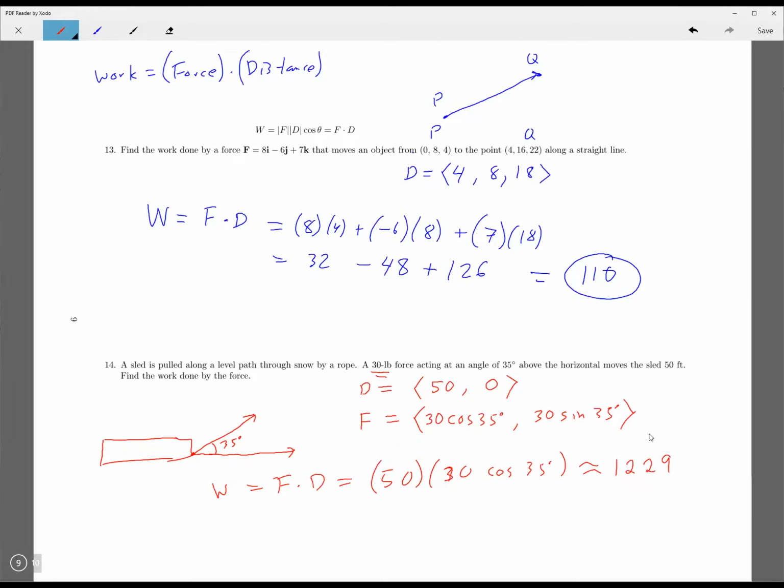Negative. Anybody get negative? No. Yeah, I still haven't changed my calculator to the degree thing. Oh well, that's okay. 1229. 1229. Yeah, that's what I got. And WebAssign agrees.